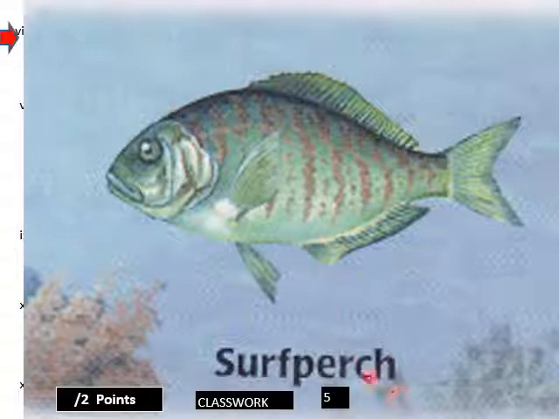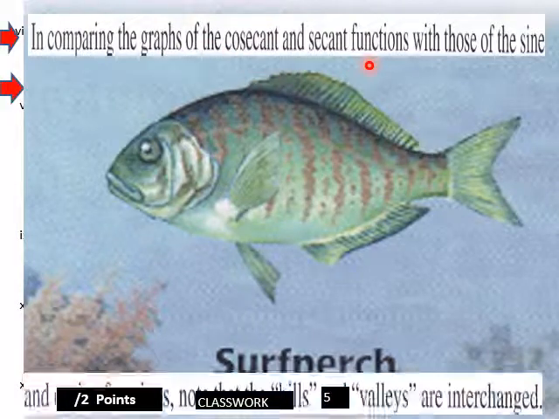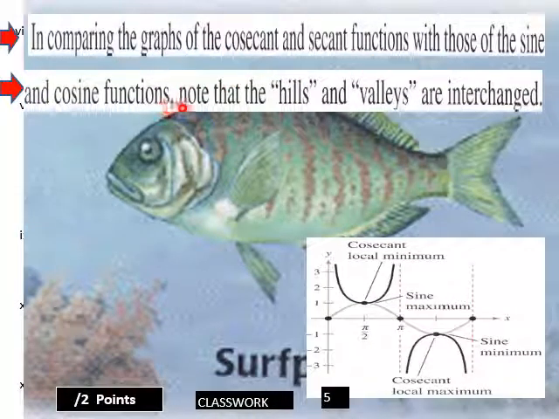Okay, our next classwork slide here, page 5, comparing the graphs of the cosecant and secant functions with those of the sine and cosine functions. Note that the hills and valleys are interchanged, so you have your sine function here, and then here's your cosecant, which tops out contacting your sine function here.